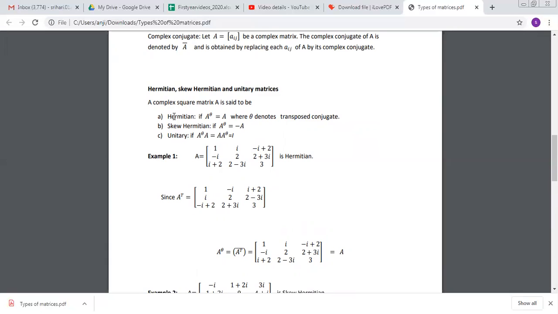So the matrix is Hermitian if A^θ equals A. Coming to skew Hermitian: if A^θ equals minus A, then the matrix is skew Hermitian. Unitary: if A^θ A equals A A^θ equals the identity matrix, then it is a unitary matrix. Here, the point is θ. What is θ? θ is transpose conjugate, or conjugate transpose.